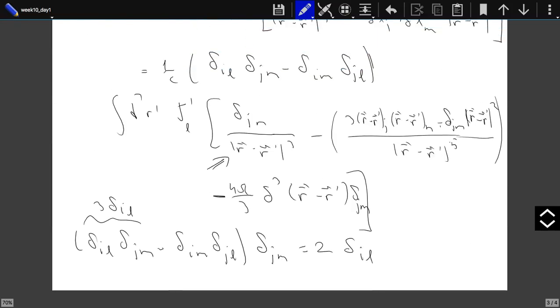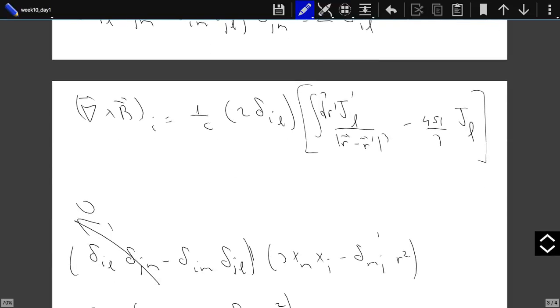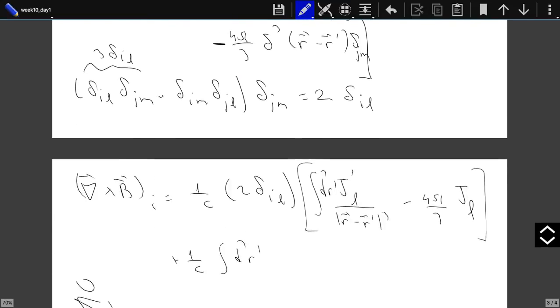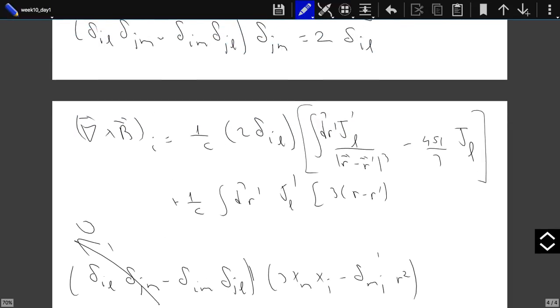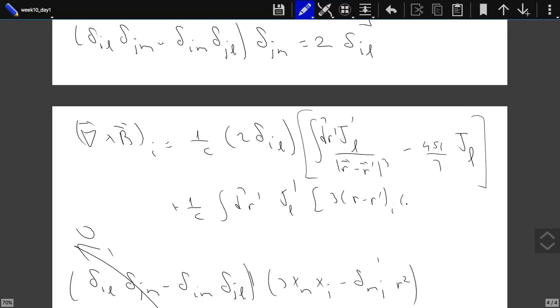So let's write it again. I have another minus over here, so that makes a plus 1 over c, the integral d cubed r prime j l prime, times (3 (r minus r prime)l (r minus r prime)i minus Kronecker delta il |r minus r prime| squared), divided by |r minus r prime| to the power 5. This is the i component of the curl of B.